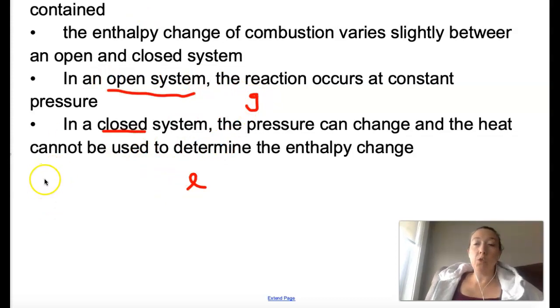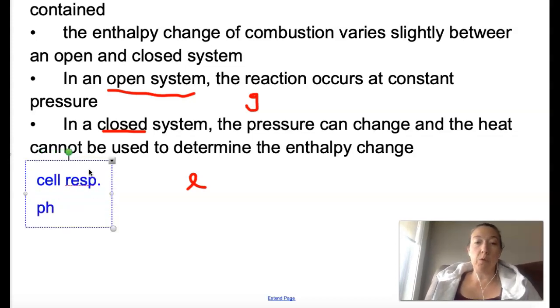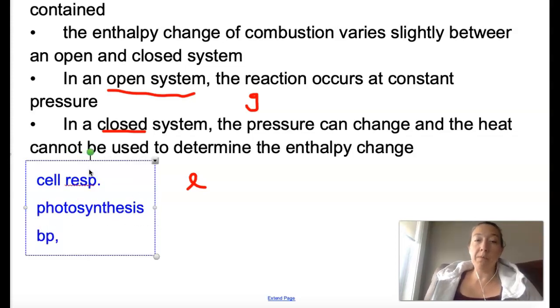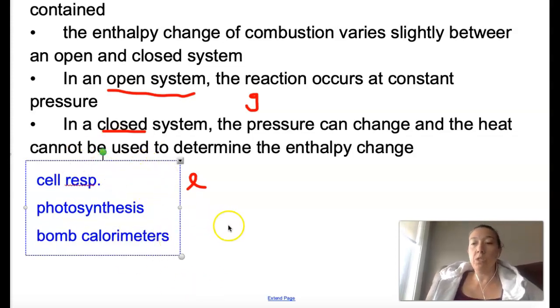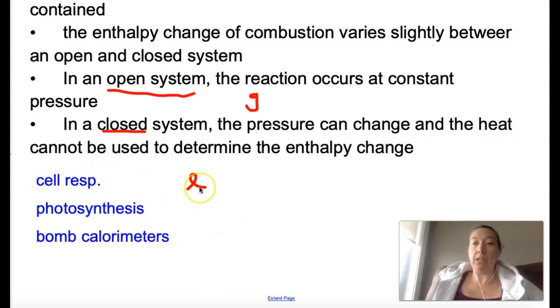Things you should recognize as being closed systems: cell respiration is going to be one of those, photosynthesis is going to be another, and bomb calorimeters, when we start talking about those. Those are the 3 major scenarios where the water is going to be a liquid. Every other time, water is a gas and does exactly what you expect it to do.